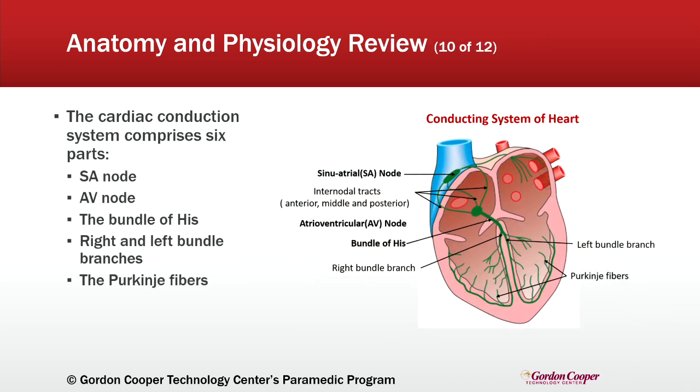So the cardiac conduction system, it's comprised of 6 different parts. You see them listed. You have the SA node, the AV node, the bundle of His, the right and left bundle branches, and then the Purkinje fibers.